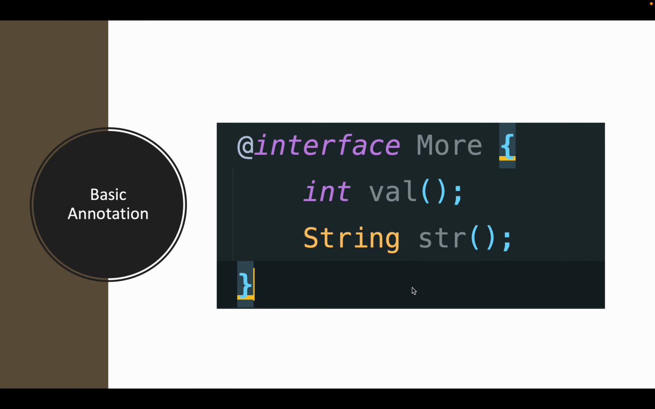So this is a way to define a basic annotation, as we saw. You use the at keyword followed by interface, then the name of the annotation. Then we saw in our previous slide that the members of an annotation are just methods without implementations, just method declarations.